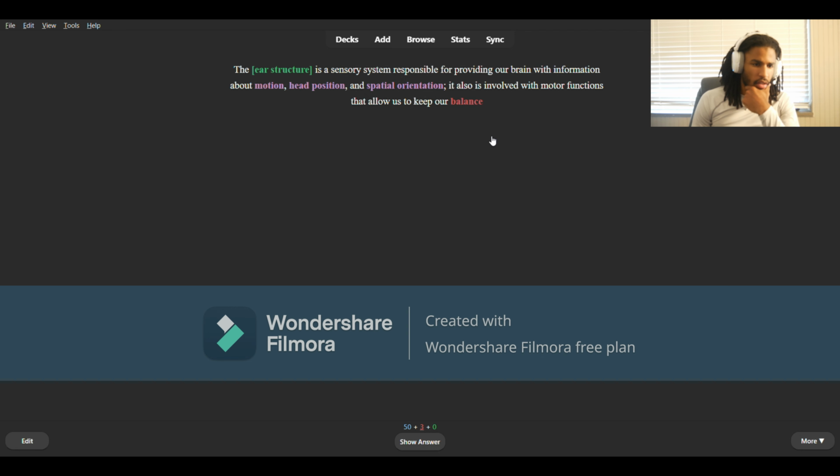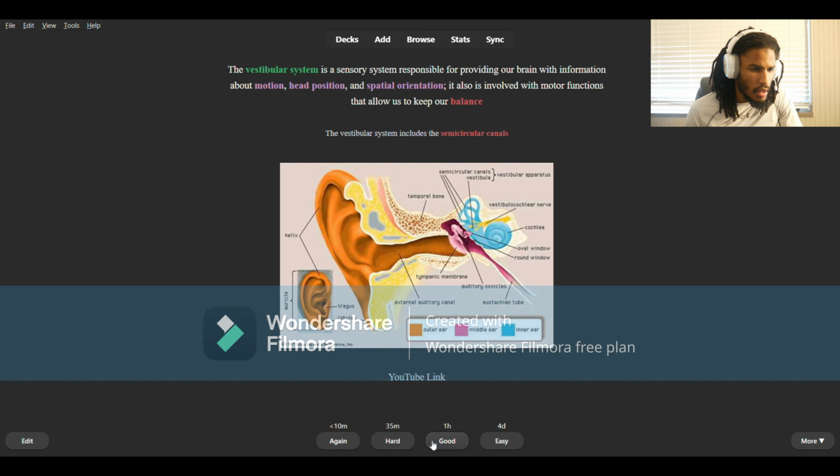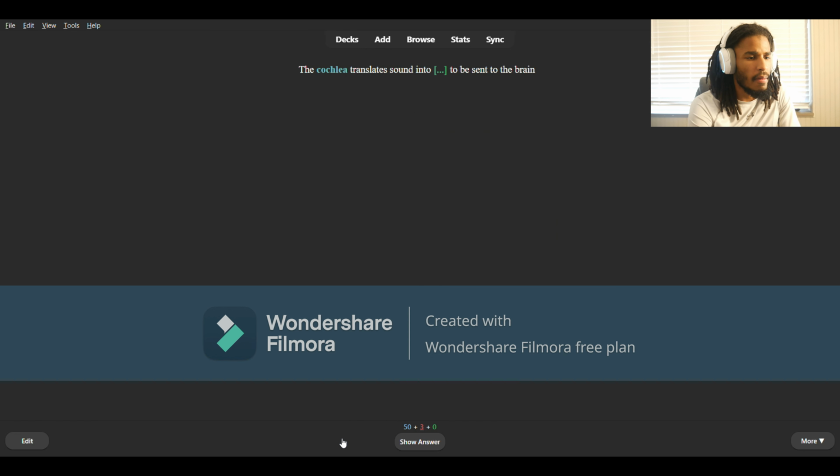The ear structure is a sensory system responsible for providing our brain with information about motion, head position, and spatial orientation. It also is involved with motor functions that allow us to keep our balance. Hmm. I don't know. The vestibular system includes the semicircular canals. Oh, there's even a YouTube link. Oh, that's really cool. Okay, well, this is pretty hard. Let's go. I don't know that.